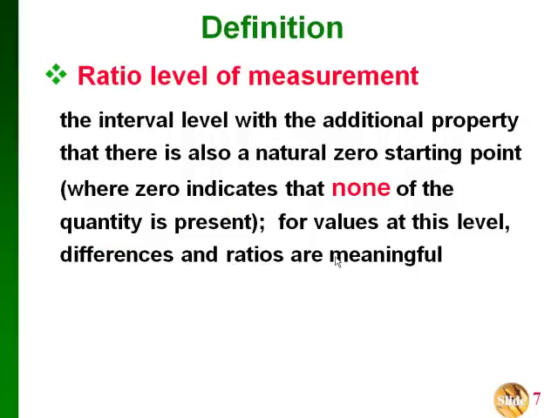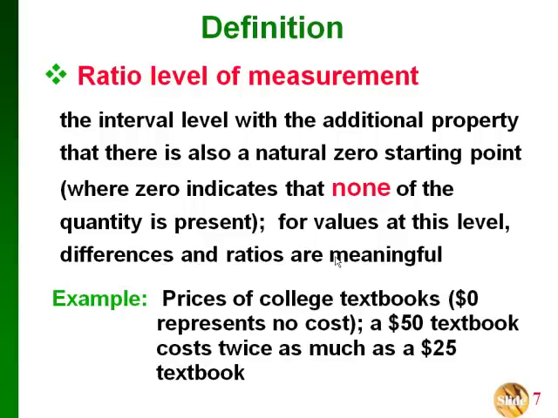Our fourth level of measurement is the ratio level, and this is just like the interval level, only with the additional property that we do have a natural starting point and that we can do ratios that have meaning. So for example, if we look at the prices of textbooks, a natural starting point for that would be $0. And if we look at the ratios of two values, if we had a $50 textbook and a $25 textbook, and we divided 50 by 25 to get 2, that would tell us that the $50 textbook costs twice as much as the $25 textbook. So the ratio has a meaning here.